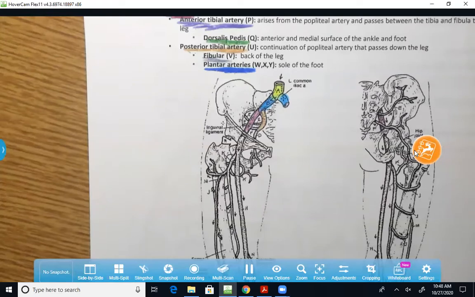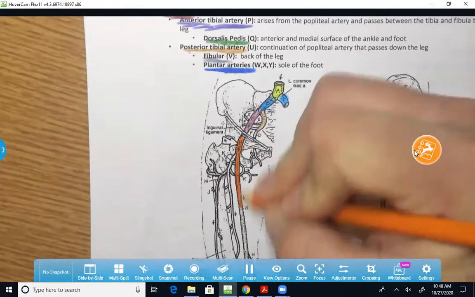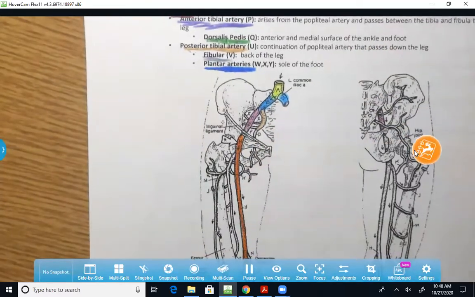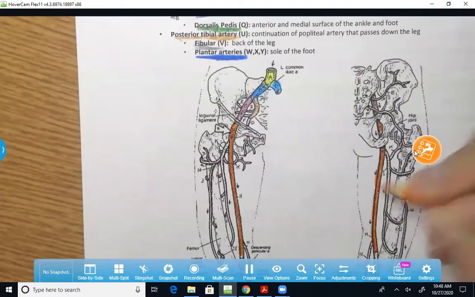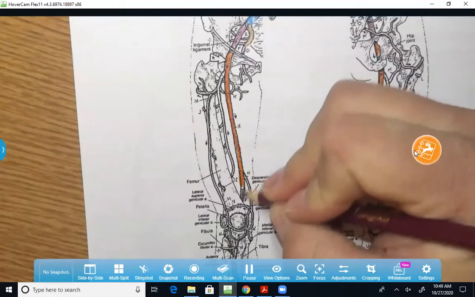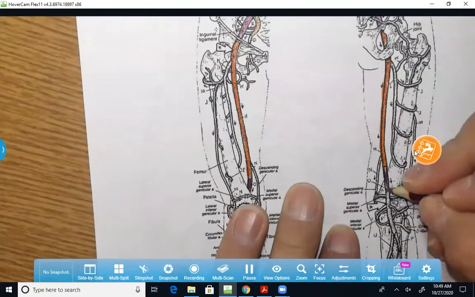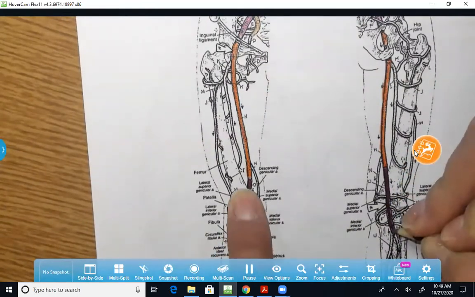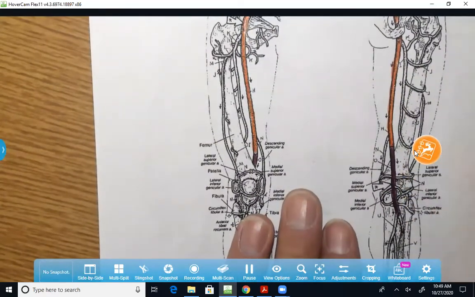Kind of like in our arm, the external iliac changes names. When it reaches our femoral region, it becomes your femoral artery. So it courses down our thigh. Just above the knee, it becomes the popliteal artery, which hopefully you all remember. Popliteal is a fancy word for the back of the knee, which is where this one is located. So we lose track of it here, pick it back up in our posterior view.